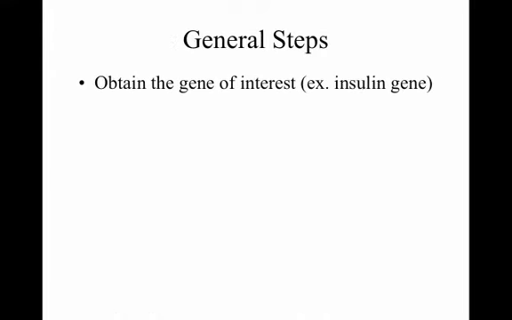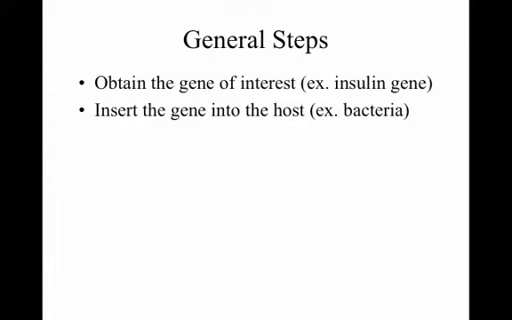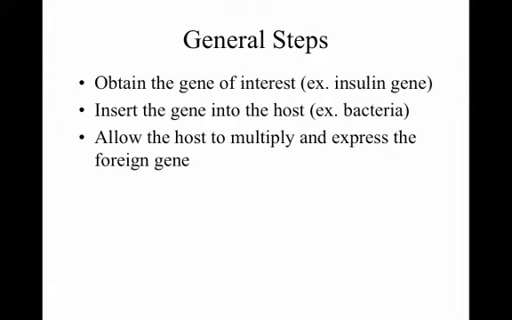The general steps are the following. You're going to get the gene you're interested in from the host individual, from the original source. In this case, let's say the insulin gene. Then you have to find a way to insert that gene into a host cell, for example, bacteria. And then once you've done that, ideally you should just allow the host cell to multiply and express or transcribe and translate that gene for you. And you'll get your desired protein, in this case, insulin, right?